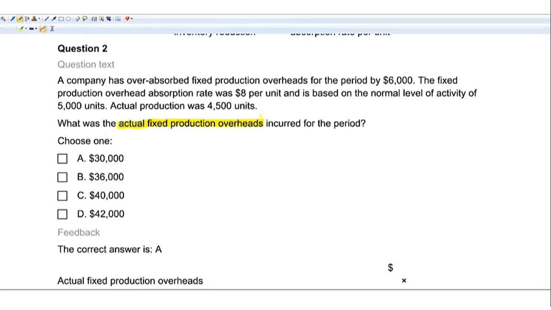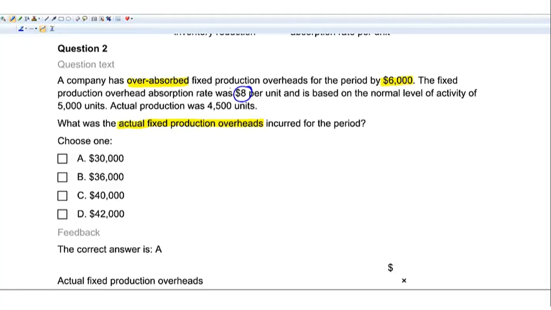If we read through the question text, it says to us, a company has over-absorbed fixed production overheads for the period by 6,000. So over-absorbed would say to me that they have absorbed too much of an overhead. The overhead that they'd absorbed is too high. The fixed production overhead absorption rate was $8 per unit, and that was based on a normal level of activity of 5,000 units, and the actual production was 4,500 units. So we need to know what information from the question is relevant.